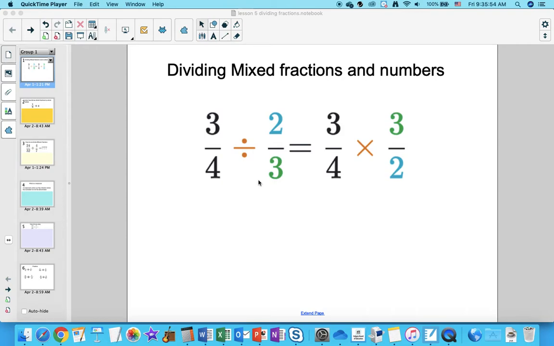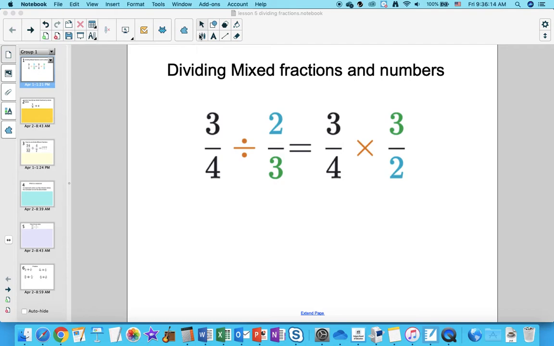You're watching the lesson on dividing mixed fractions and numbers. In this lesson, we'll be talking about how to divide mixed fractions and divide whole numbers. In the previous lesson, we talked about multiplying mixed fractions and numbers. Now we're going to talk about dividing them.